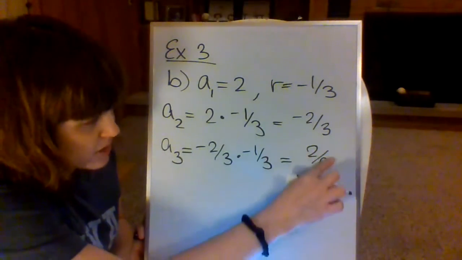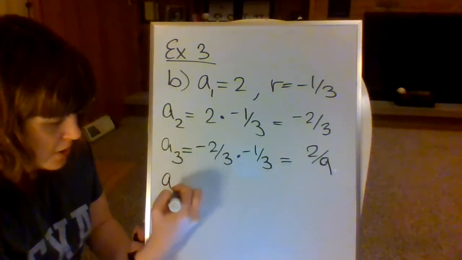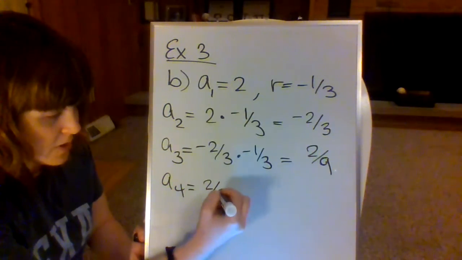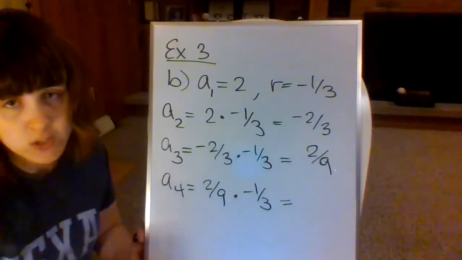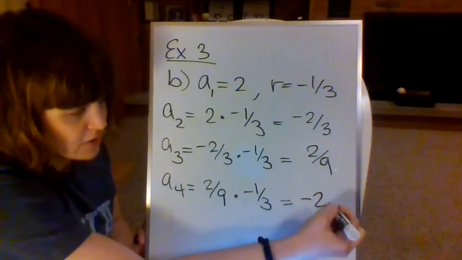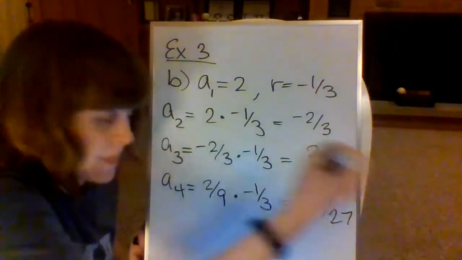That's a weird 9. I'll write it again. Alright, and in the fourth term, we have 2 over 9 times negative 1/3. So 2 times negative 1 is negative 2, and 9 times 3 is 27. Okay?